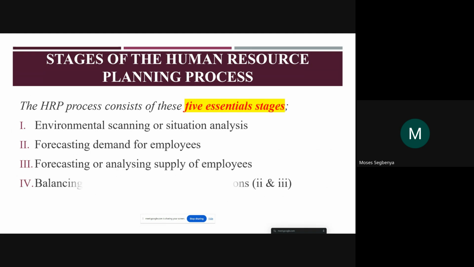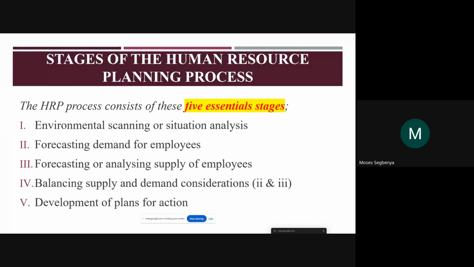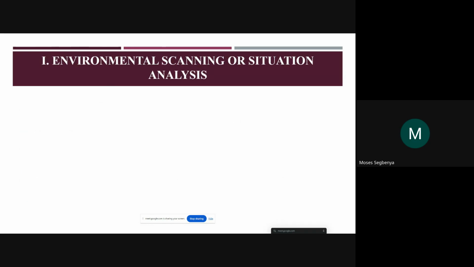What are the stages? These are the stages of HR planning. 5. First, you do the environmental scanning, forecasting demand for supply, forecasting or analyzing supply of the employees, and then balancing the supply and the demand. That's the 2 and the 3. And then development of the plan for action. So we take the first one.